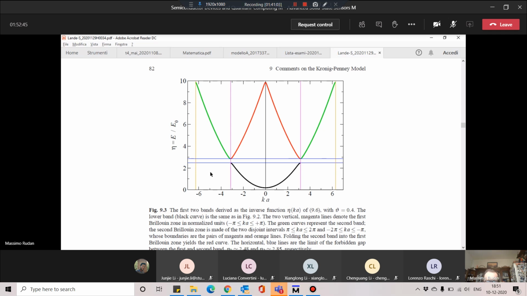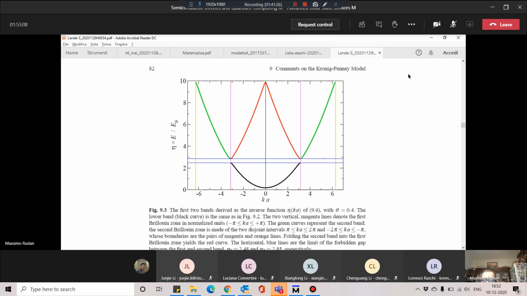So this very simple model allows you to calculate, in one dimension, an approximate form of the bands. We of course could continue with the third, fourth, and whatever band as we please. A final observation is the following.